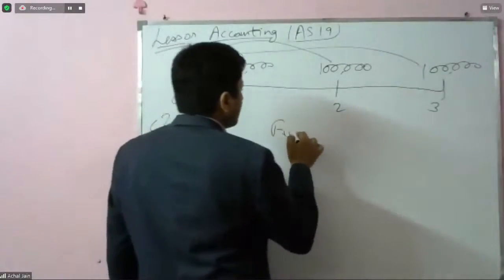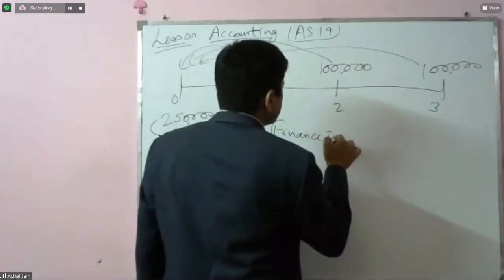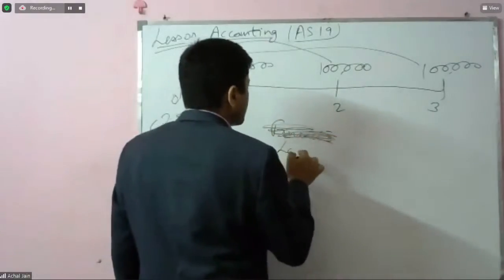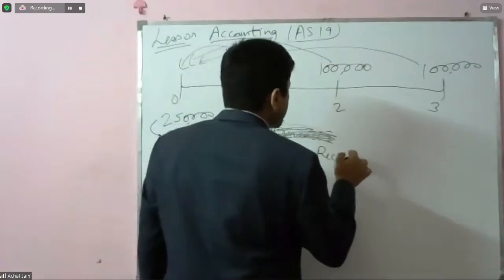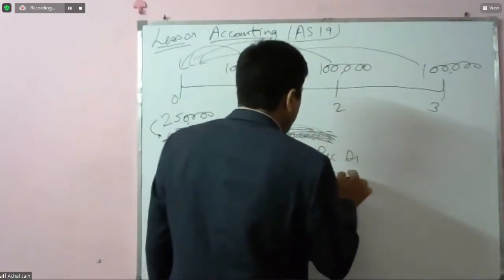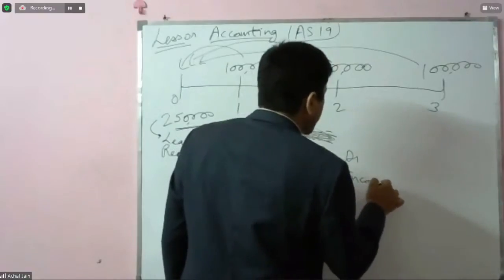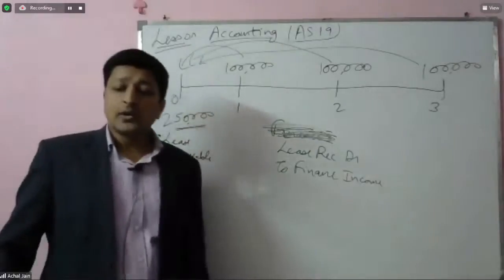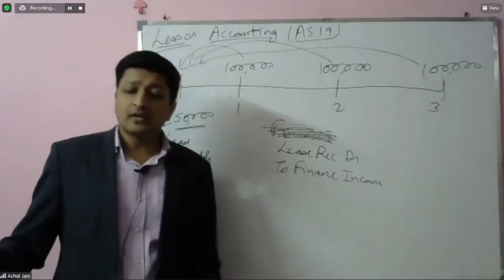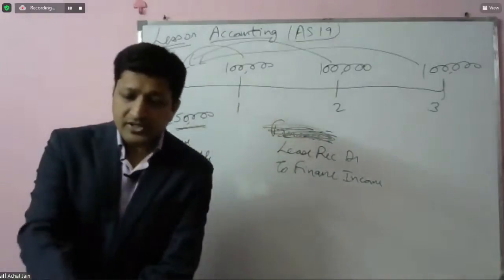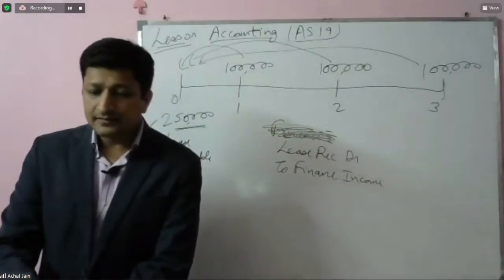Lessor would say finance income. Sorry. Lessor would say lease receivable debit to finance income. Why do we get this finance income? Because it's similar to a loan which he has given to the lessee.